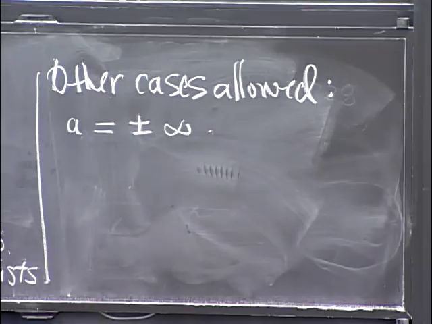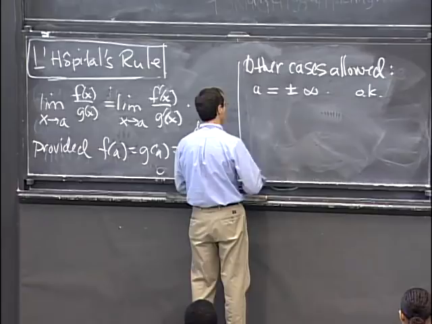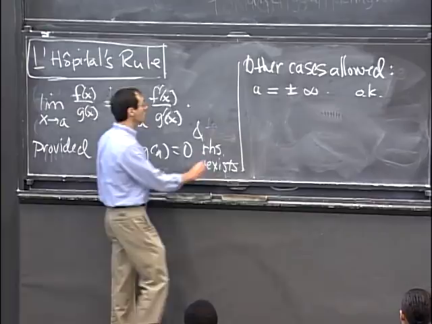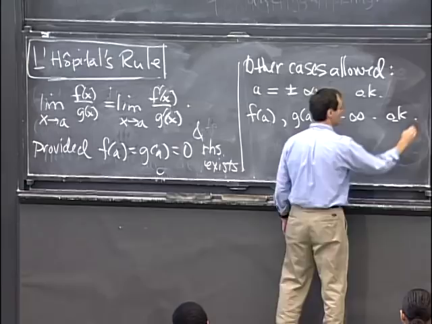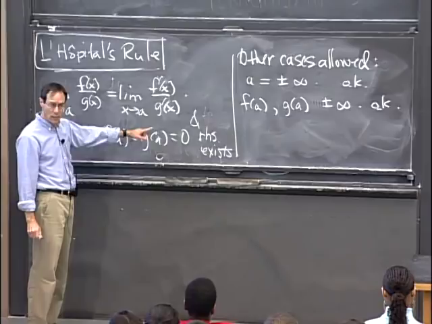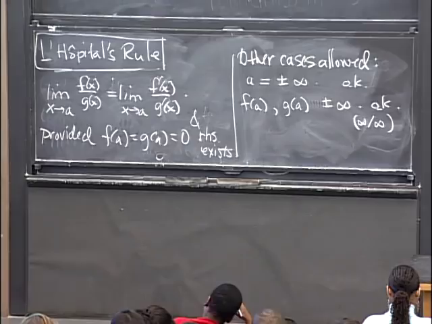All right, so you can take the limit going to the far ends of the universe, both left and right. And then the other thing that you can do is you can allow f of a and g of a to be plus or minus infinity. It's OK. All right, so now the point is that we can handle not just the 0 over 0 case, but also the infinity over infinity case. That's a very powerful tool and quite different from the other cases.